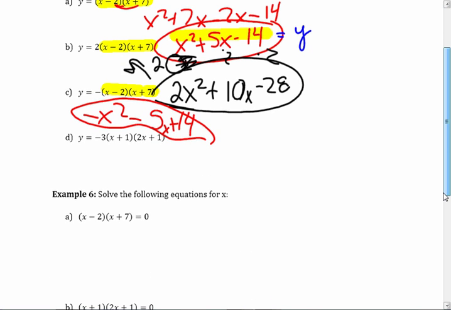Okay. D is just a plain old problem. Put that away, please. And it's negative 3 times this. So FOIL this first, and then multiply by your negative 3.